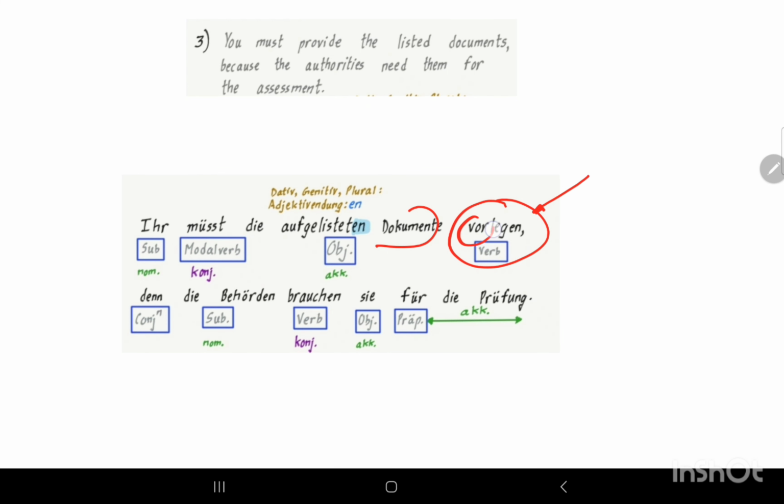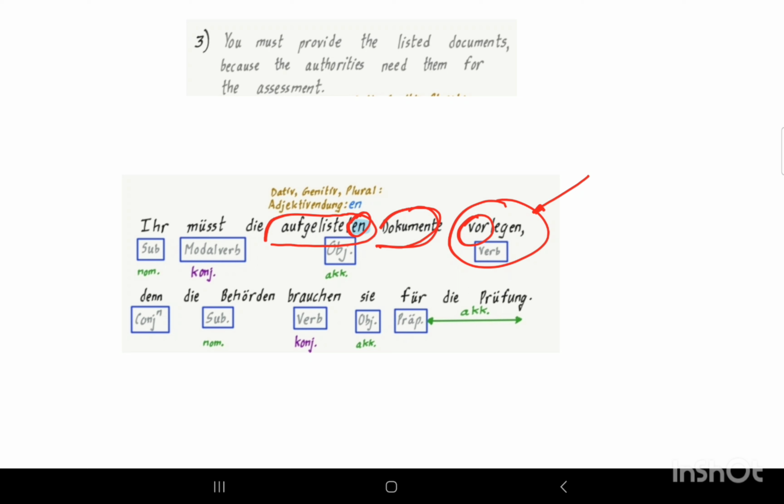Okay. Again, this is trennbar, right? Now, how do you say listed? So to say listed, it is aufgelistet, but the ending is en, because I told you, right? Whenever the document is plural, just go with en. Dative, go with en.